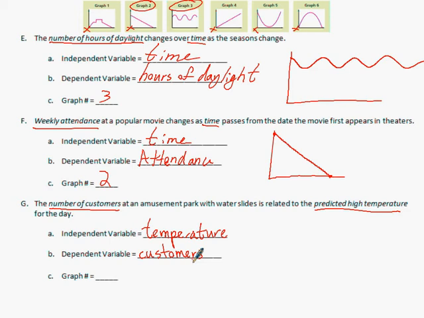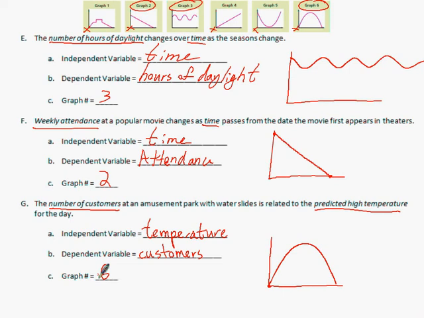So if we think about a graph, if the temperature is really cold, no one wants to come. As the temperature gets higher, more people are going to come. 100 degrees, it's nice to be at a water park. 150 degrees, not so much. People are probably going to stay indoors. As the temperature gets really, really high, I know it's not going to be 150 degrees, 200 degrees, but if it was, no one would be there. I don't think anyone would be outside at that point. So graph number 6 is the one that matches.